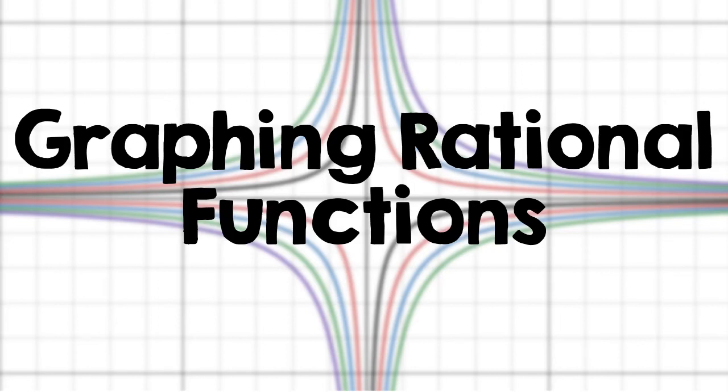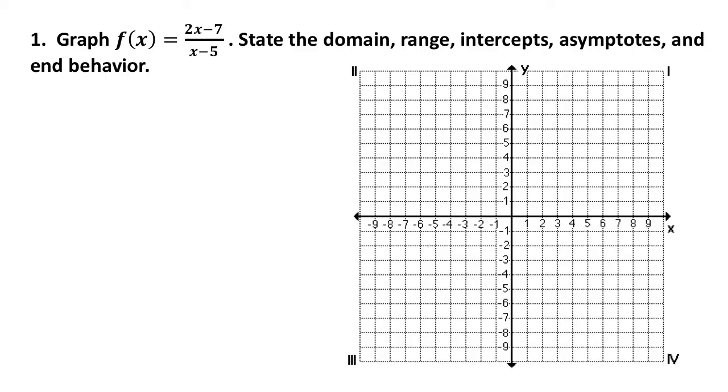Hi, we're going to practice graphing rational functions. We want to graph f of x equals (2x minus 7) over (x minus 5). We want to rewrite it in the form a over (x minus h) plus k, because that's the form we've been learning how to graph.